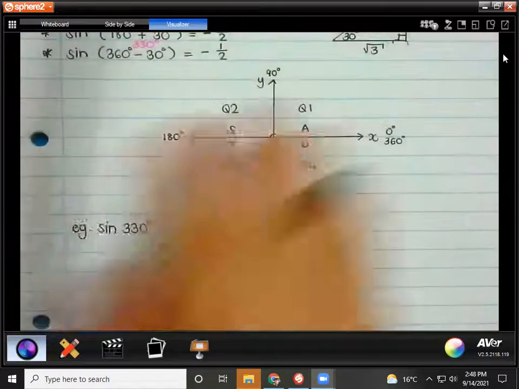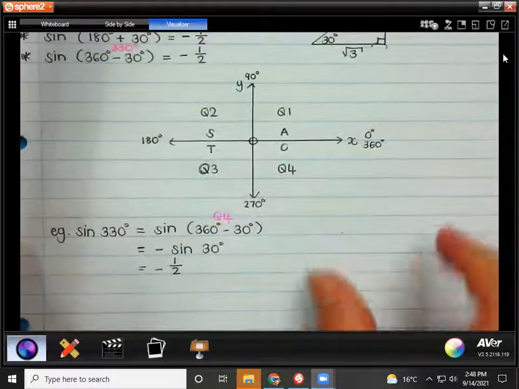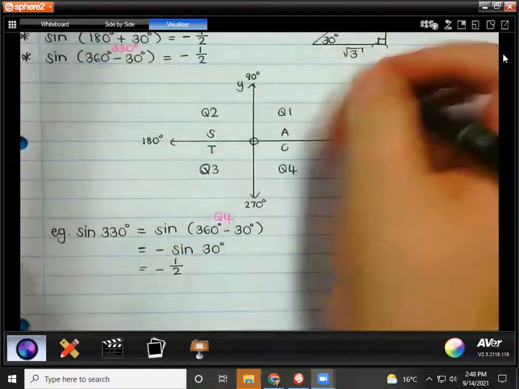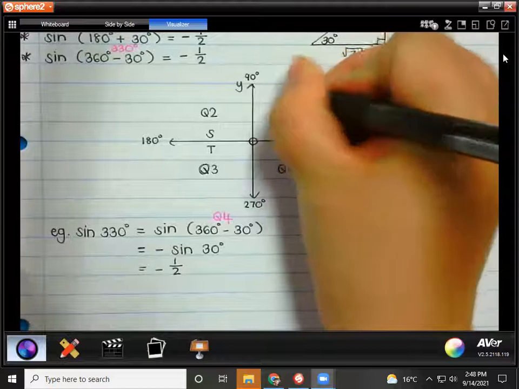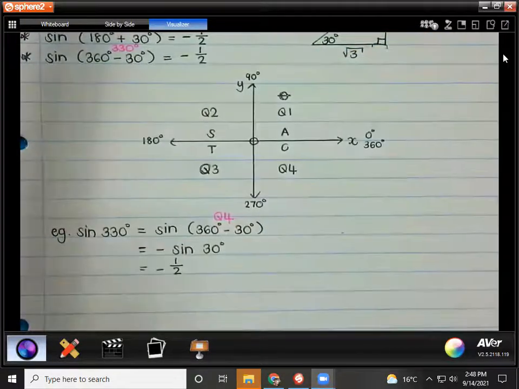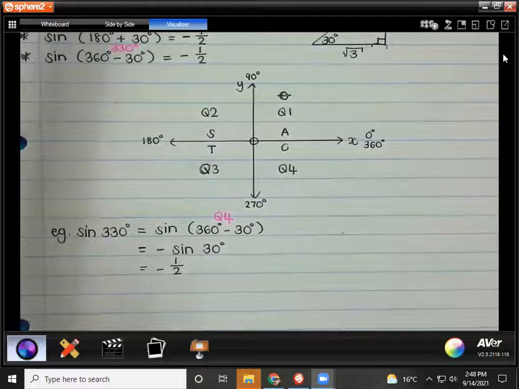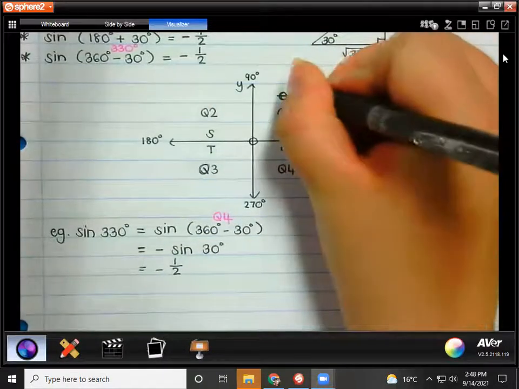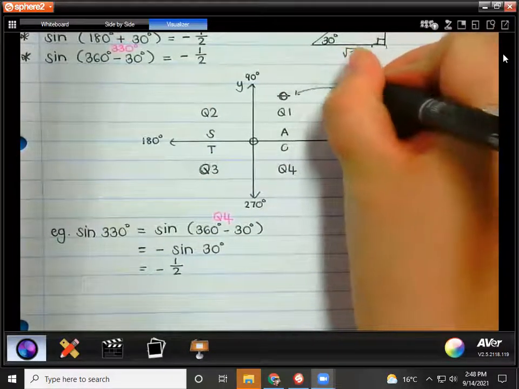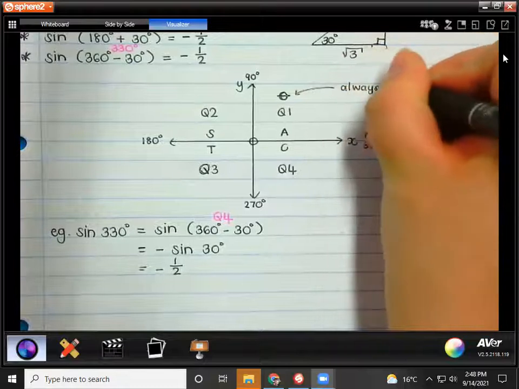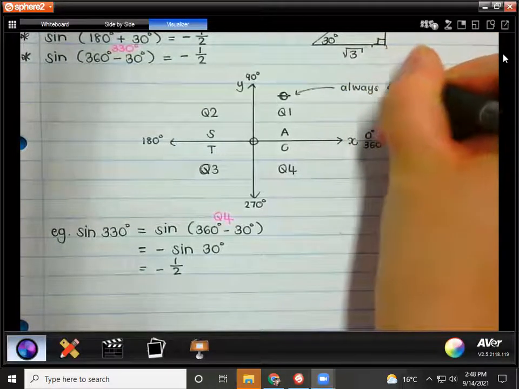Now, guys, on this class diagram, I want you please to just write in your first quadrant somewhere that whenever you see the angle theta or x or whatever, we assume that that is an acute angle. So from now on, whenever you see theta, we assume that it's an acute angle. If they want it to be an angle that's not acute, they will have to state that. So theta is always acute unless stated otherwise.